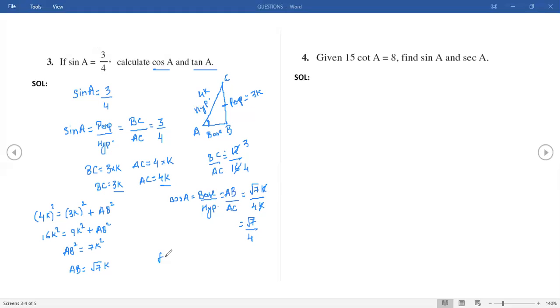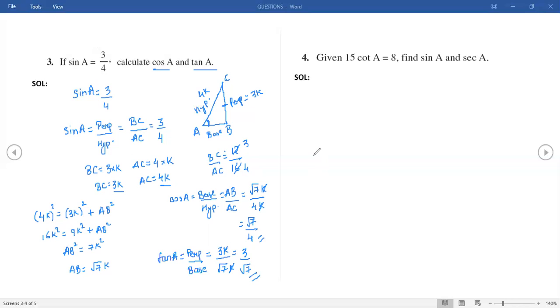So then tan A. Tan A is perpendicular by base. So perpendicular here is 3K and base here is root 7K. Again K gets cancelled and you get 3 by root 7. If you wish to rationalize it, you need to remove the root from the denominator. That can be very well done. Otherwise, you can just leave the answer at this point. You can move ahead. So this was the third question.